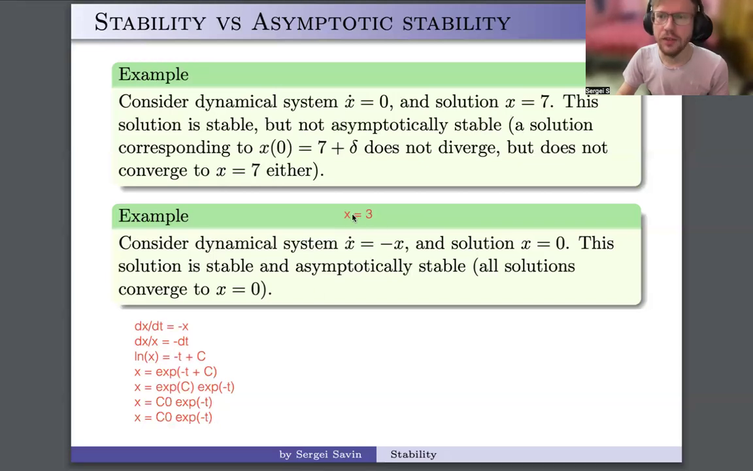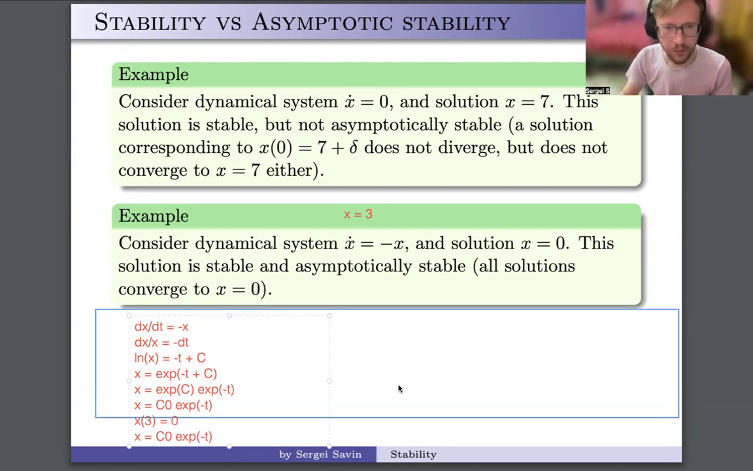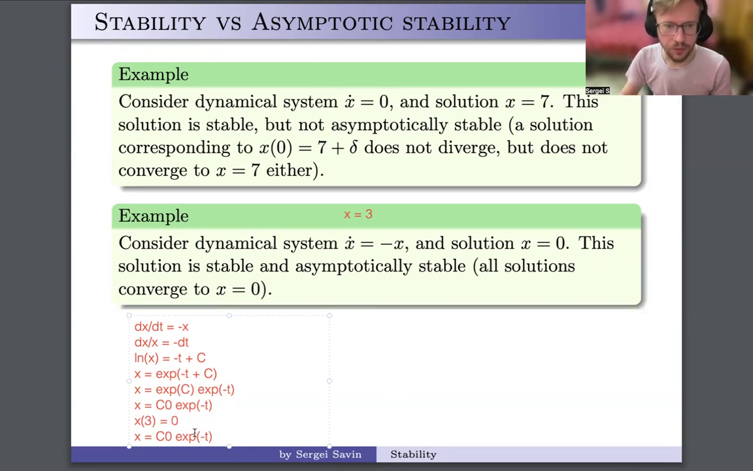Oh, no. X equal to 3 as initial condition. Let's put x, we'll do it this way. We'll say x of 3 is equal to 0, right? Therefore, we put 0 here, put 3 here, and this implies that the constant C0 is equal to what?